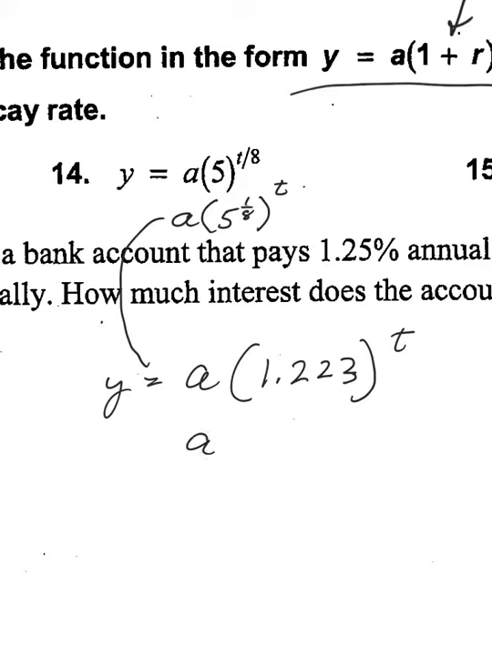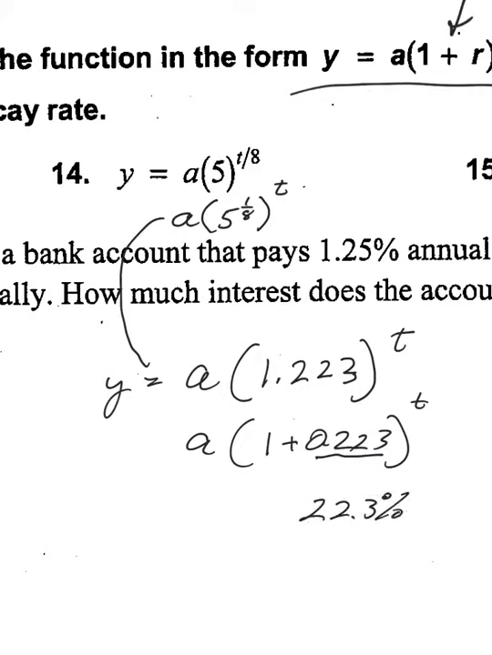My last step is to rewrite this. It's bigger than 1, so it's a growth. So I need to rewrite it as 1 plus something. 1 plus what is equal to 1.223? 1 plus 0.223. Exactly. With growth equations, it's very easy. It's whatever's to the right of the decimal, for most of these. So now, if I was to ask you, what is the interest rate? 22.3%. All right.